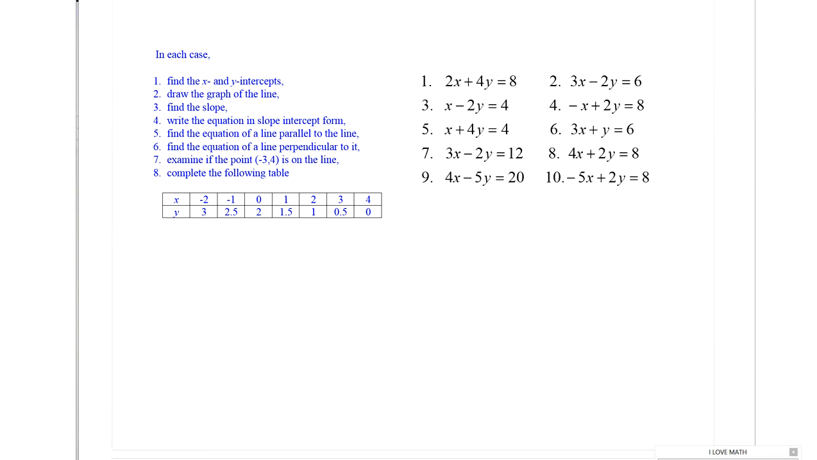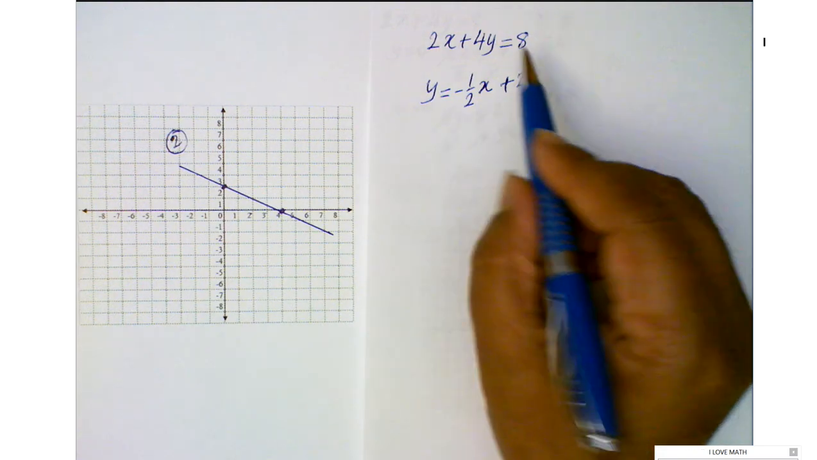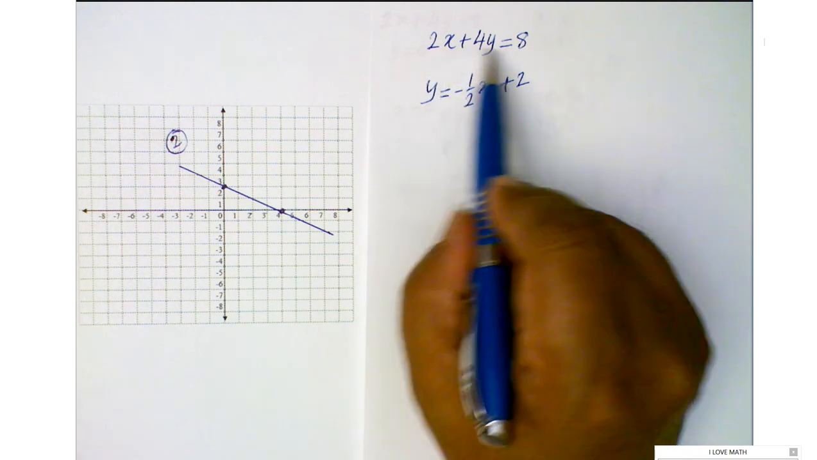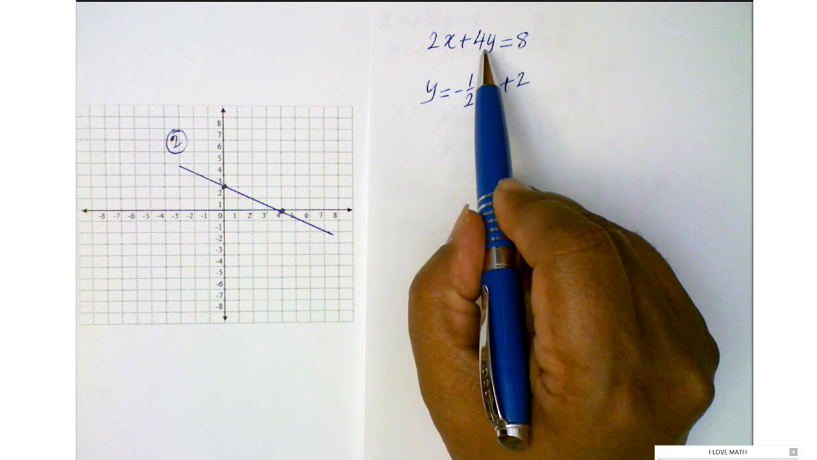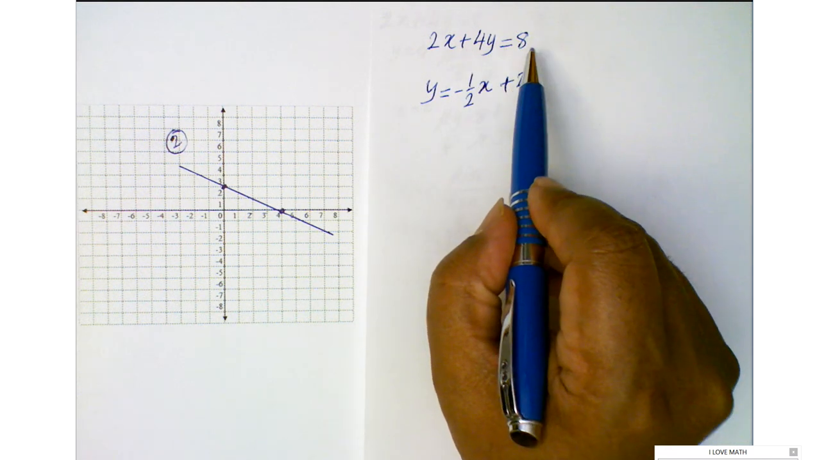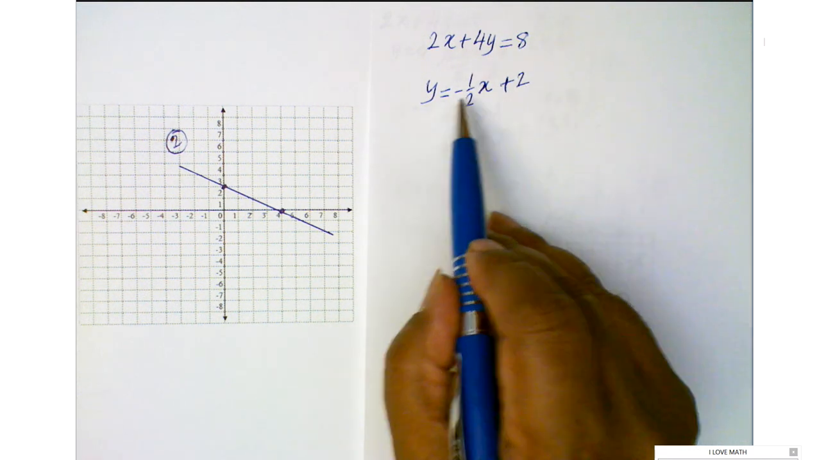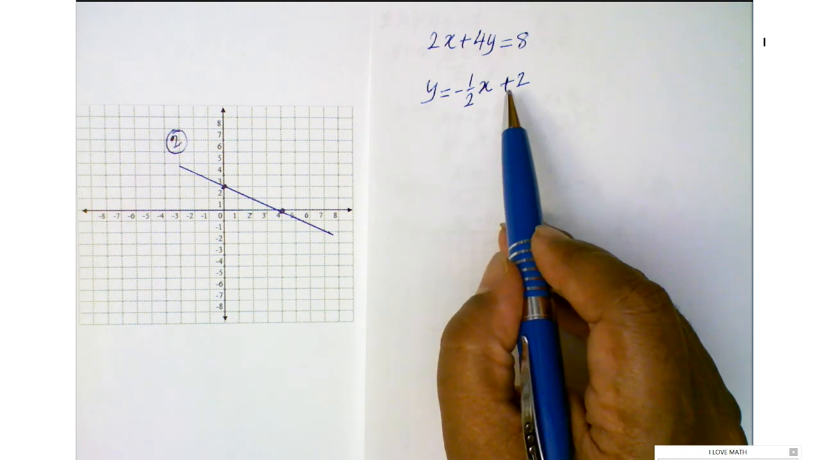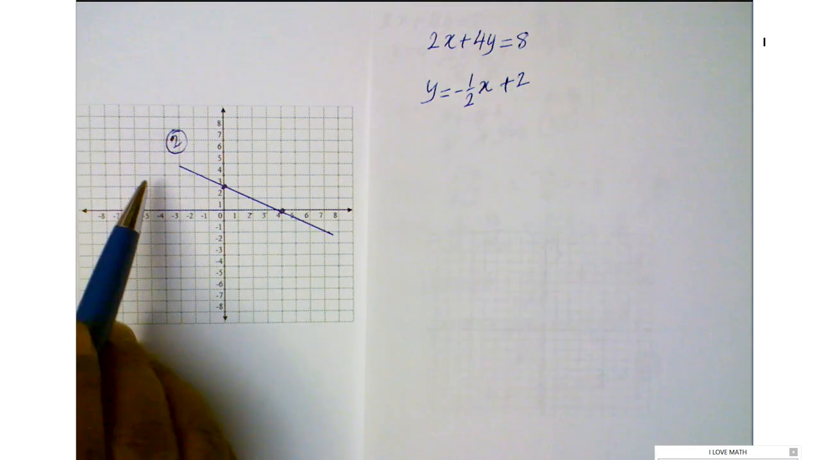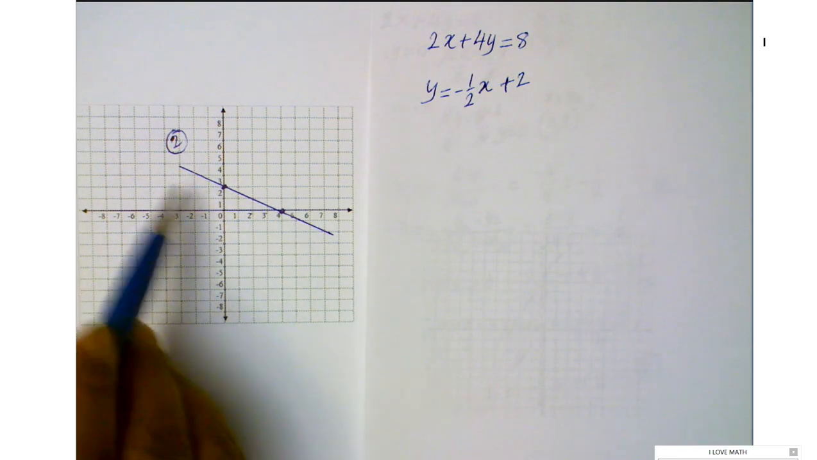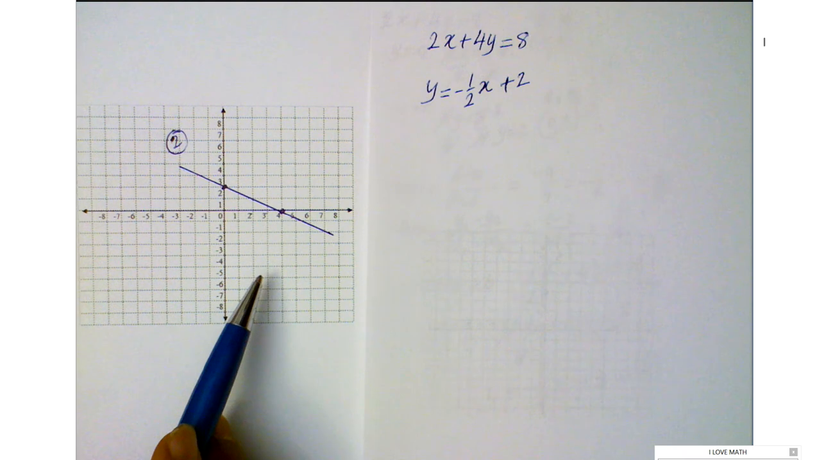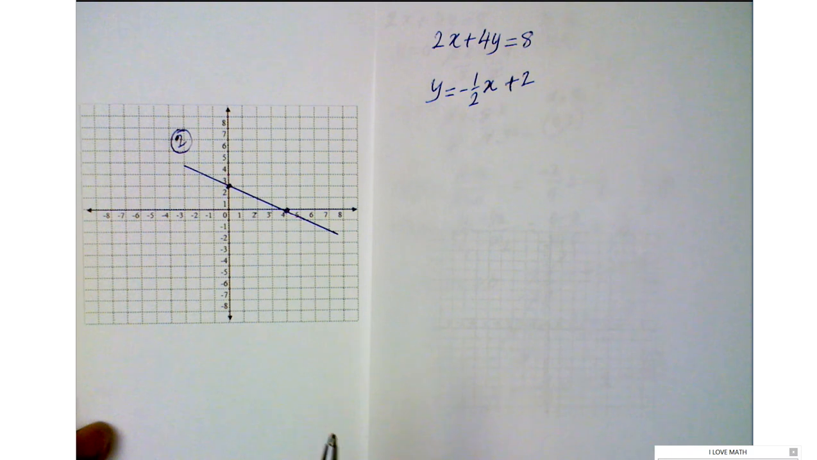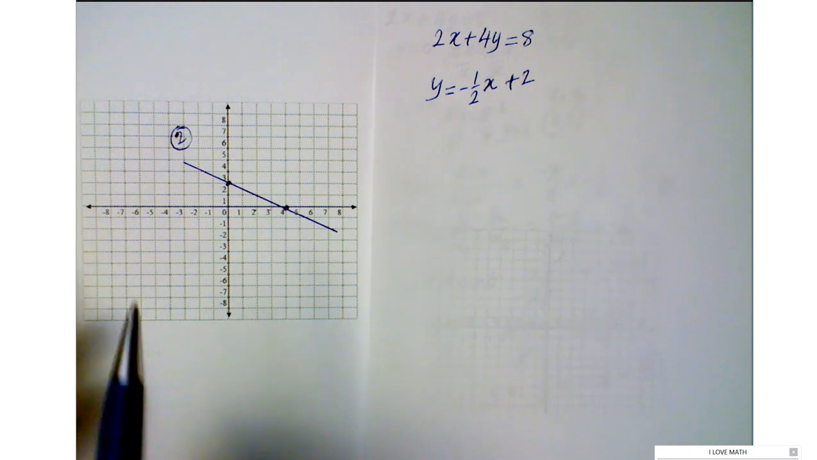So let's say, in the previous session, we rewrote this equation, 2x plus 4y equal to 8, in the slope-intercept form. So now if we find the equation of a line which is parallel to this line, there could be many lines. The question asks us to find the equation of just one of those lines. So the answer could be multiple answers.